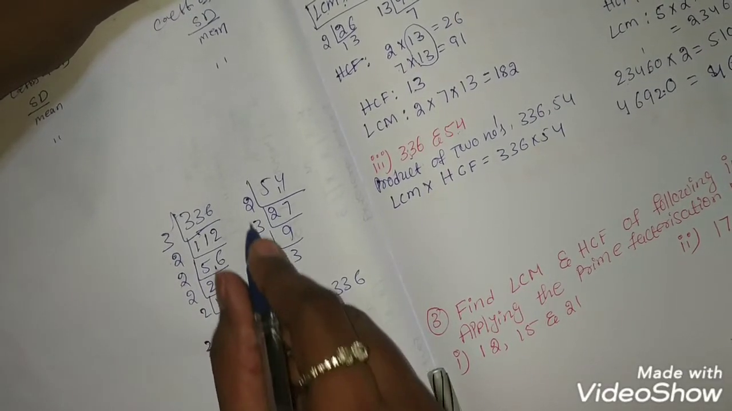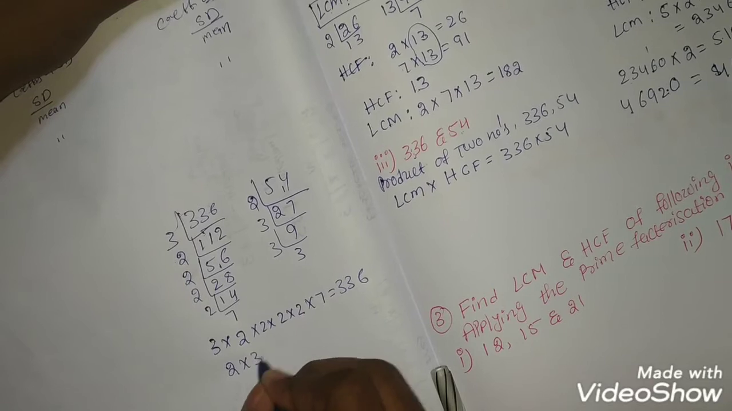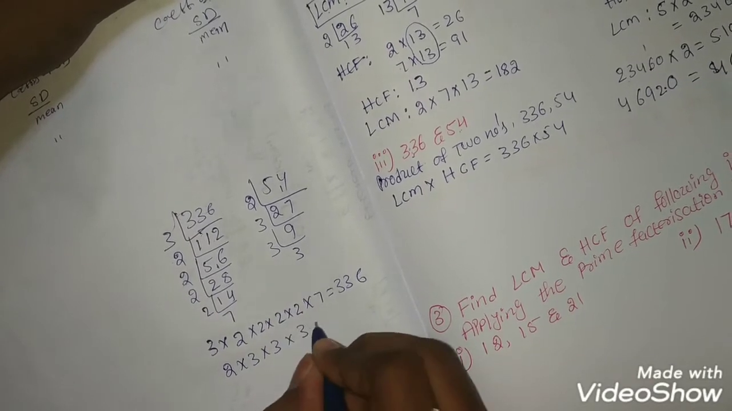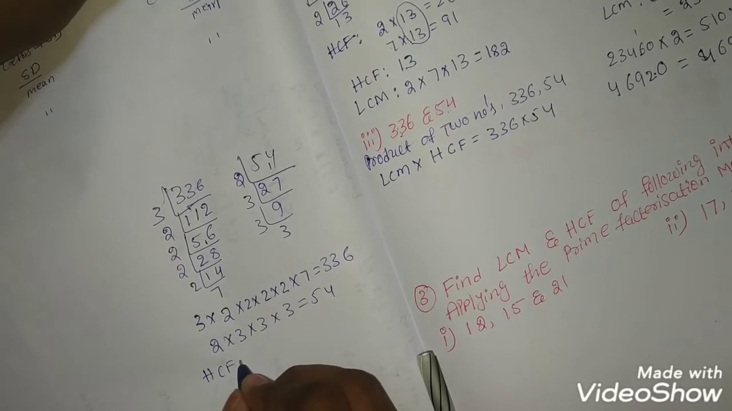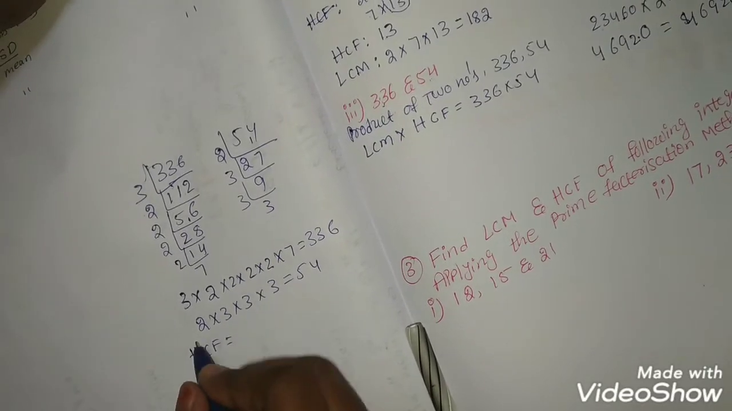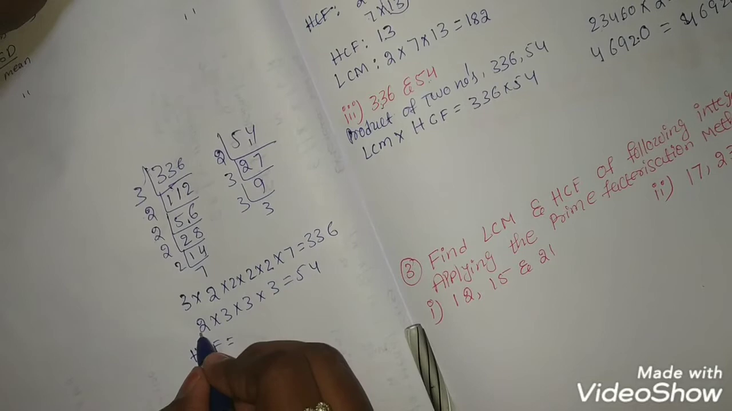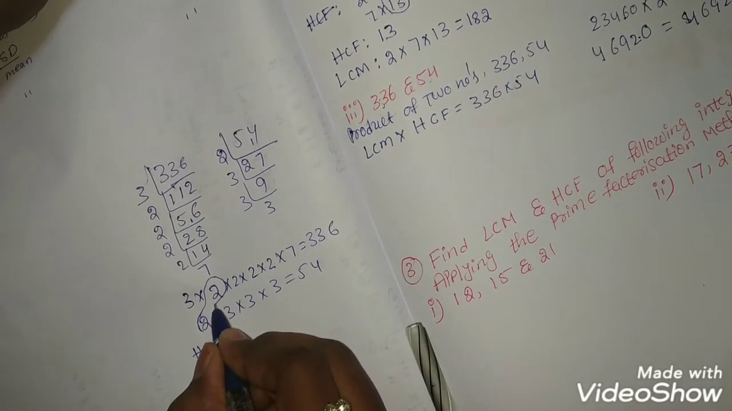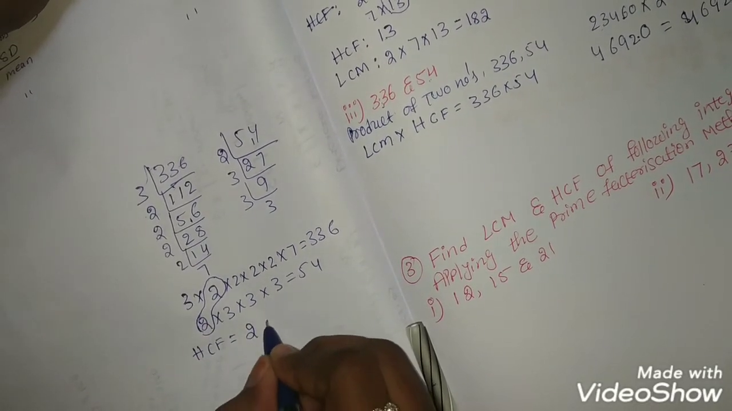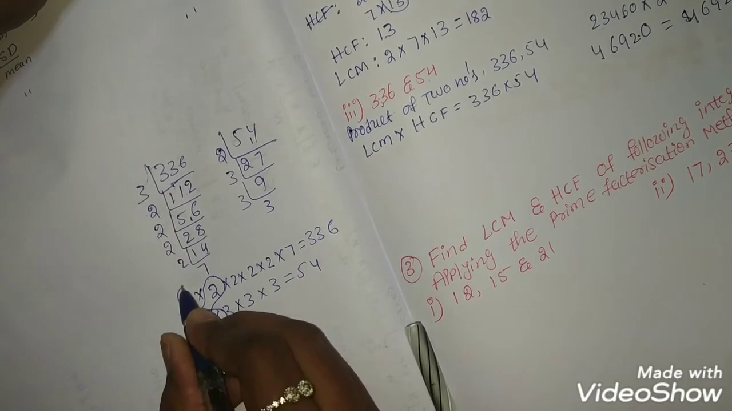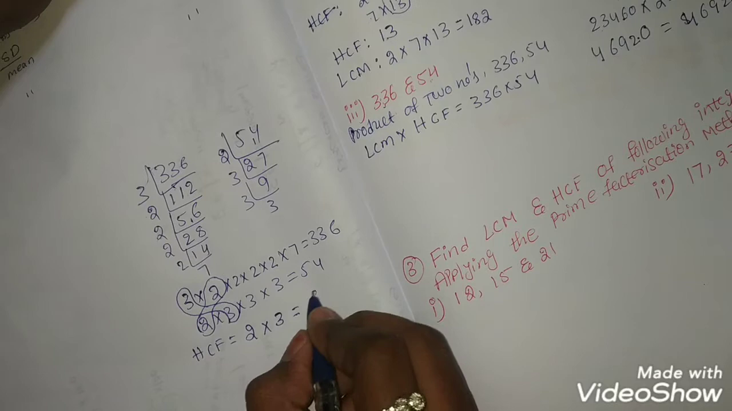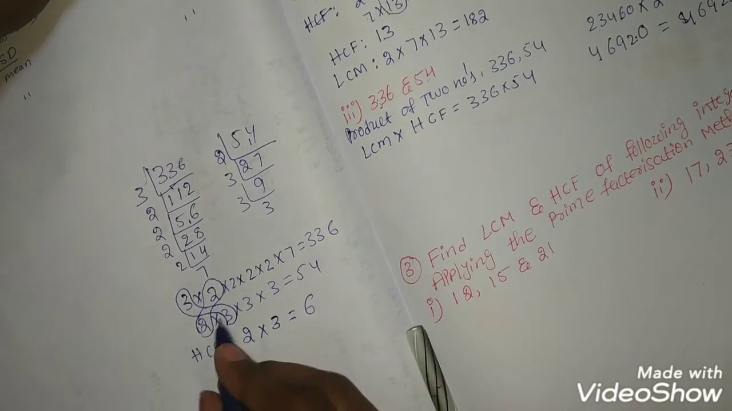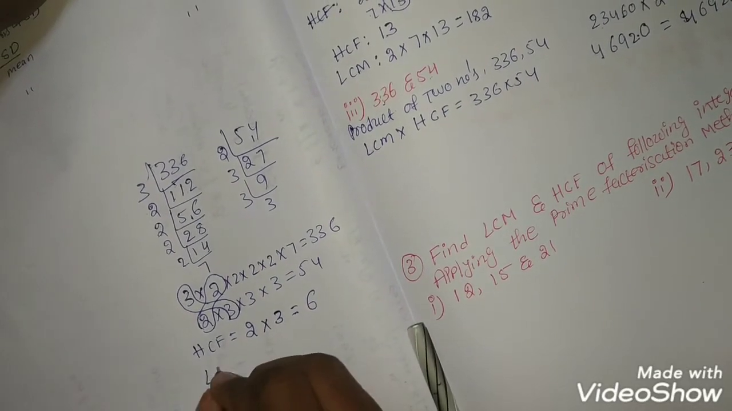And what are the prime factors here? 2 into 3 into 3 into 3 is equal to 54. So to find HCF, we have to choose the most common factors. See here, 2 is the common number, so we write 2 into, and 3 is the common number, so we write 3. What is 2 3s? 6. HCF is 6.